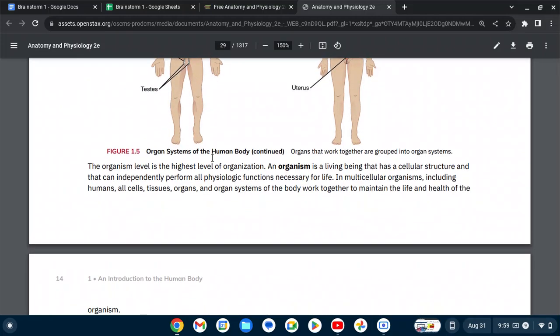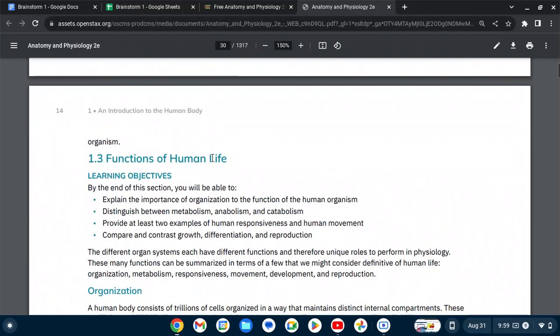The organism level is the highest level of organization. An organism is a living being that has a cellular structure and can independently perform all physiological functions necessary for life. In multicellular organisms, including humans, all cells, tissues, organs, and organ systems of the body work together to maintain the life and health of the organism.